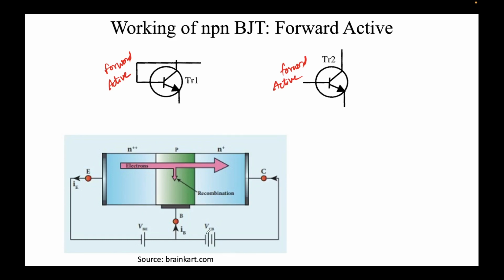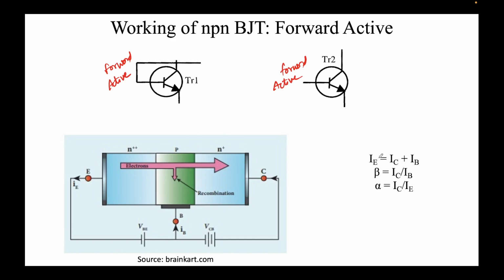You can clearly see that the collector-base is reverse biased. Collector is at higher potential, base is at lower. Similarly, base-emitter is forward biased, base is at higher and emitter is at lower, and these are the dopings. So some electrons will flow, a very small amount will get recombined over here, but most of them will reach the collector, and that's how the current will flow, right?